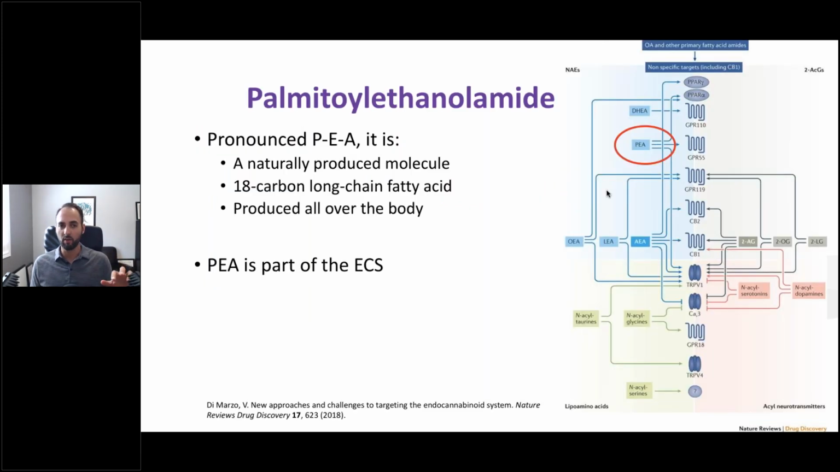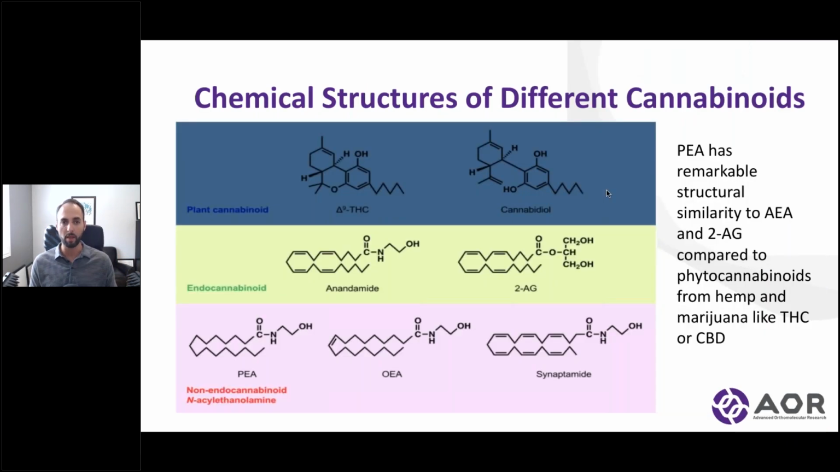So back to this diagram, look where PEA fits in. It's one of the key players in this endocannabinoid system, and it works on multiple receptors. We'll unpack this in a couple of slides, but you can see that in the diagram. It is part of the ECS, and it's produced all over the body. It's produced as needed. You'll see that coming up.